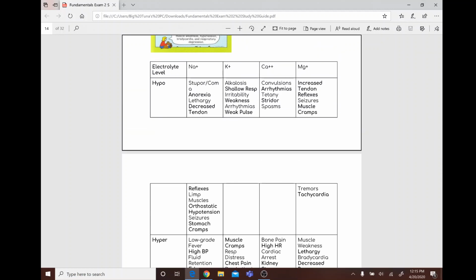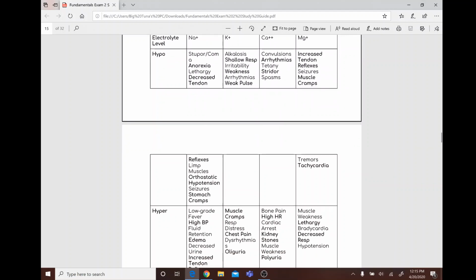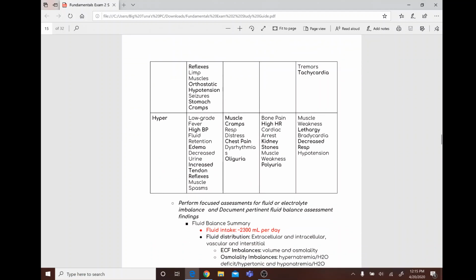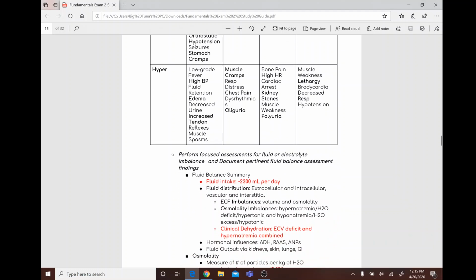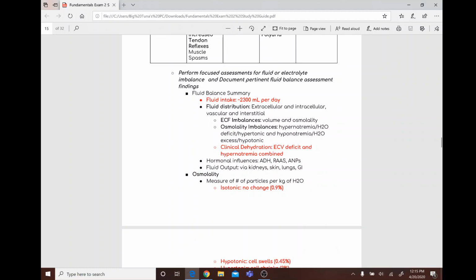What are the signs and symptoms of hypomagnesemia? Increased tendon reflexes, seizures, muscle cramps, tremors, and tachycardia. What are the signs and symptoms of hypermagnesemia? Muscle weakness, lethargy, bradycardia, decreased respirations, and hypotension. What is clinical dehydration a combination of? ECV dissipate and hypernatremia.